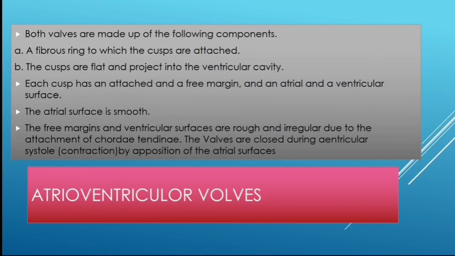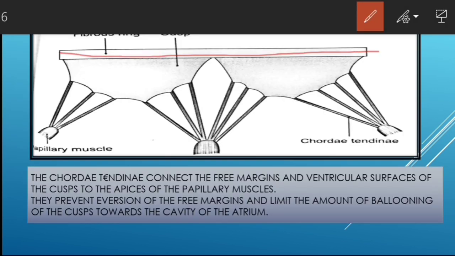Both valves are made of the following components: a fibrous ring to which the cusps are attached, and the cusps, which are flattened and project into the ventricular cavity. Two components. First, this is known as the fibrous ring, and this is known as the cusp, right? The cusps are flattened and project into the ventricular cavity. Now we will see it in the diagram. This is an imaginary diagram where the cusps are projected toward the ventricular cavity, and this is the fibrous ring.